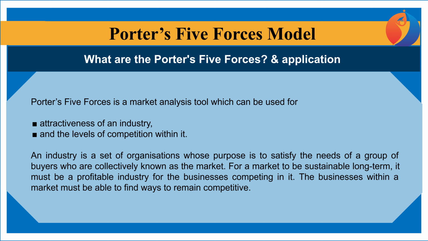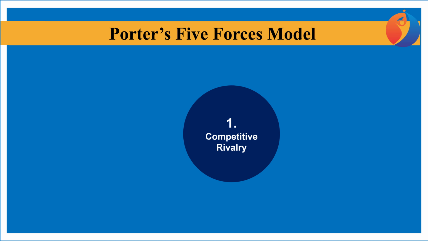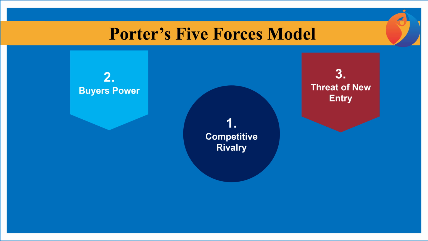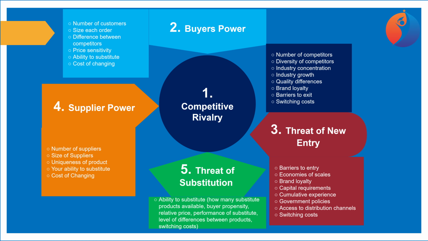We will now review some of the factors organizations should consider for each of the 5 forces outlined in the model. Porter's 5 forces model includes: Number 1, competitive rivalry. Number 2, buyer power. Number 3, threat of new entry. Number 4, supplier power. Number 5, threat of substitution. These are examples for each factor. Now we will review each factor in detail.